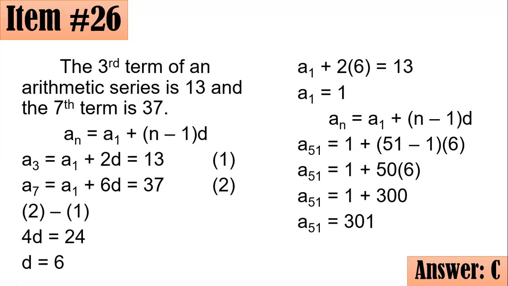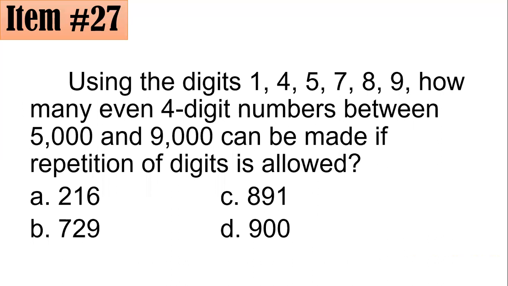27. Using the digits 1, 4, 5, 7, 8, and 9, how many 4-digit even numbers between 5,000 and 900,000 can be made if repetition of digits is allowed? Now, is it 216, 729, 891, or 900?